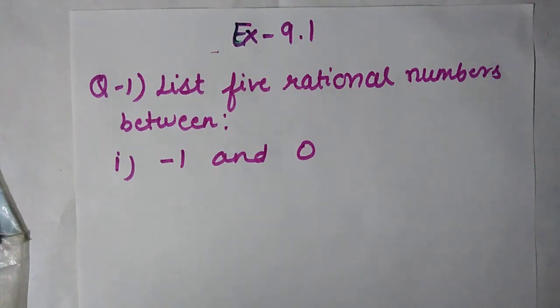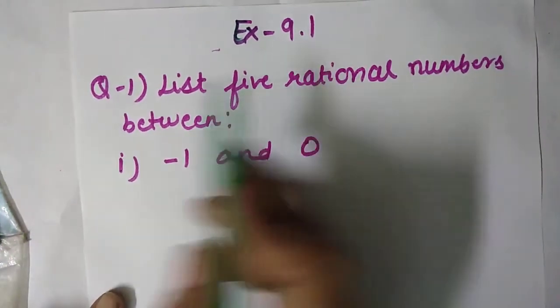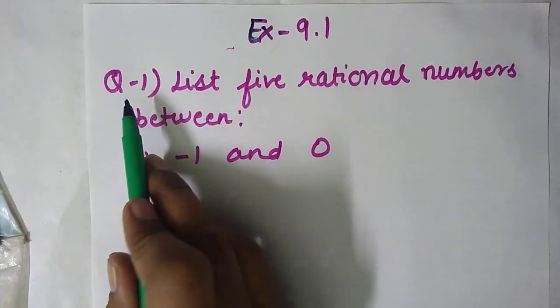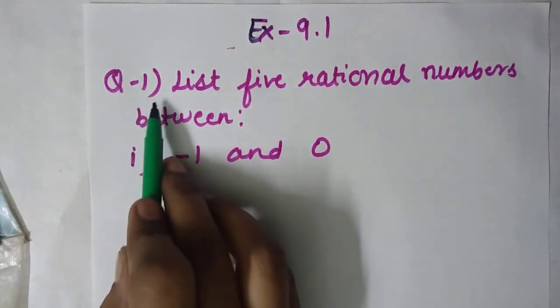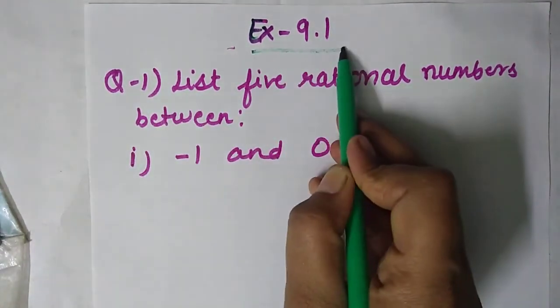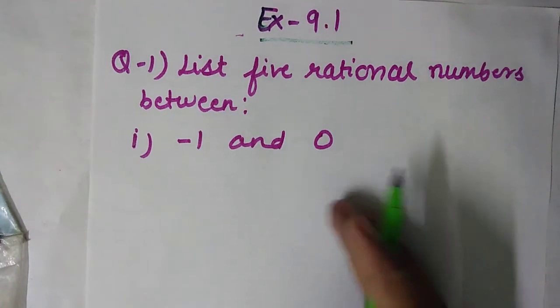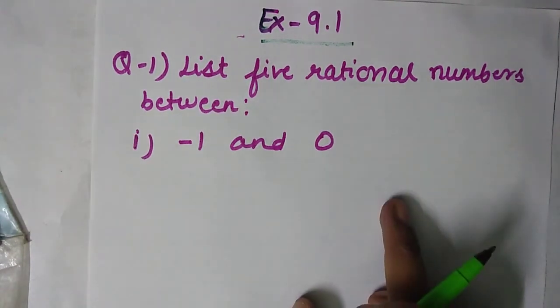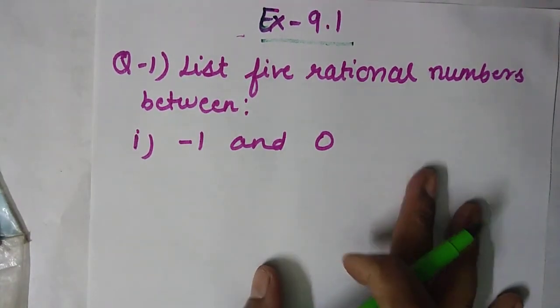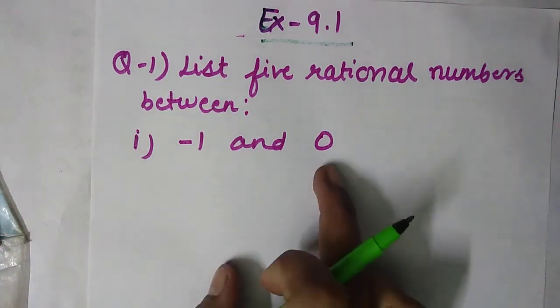Now we have completed the topics which we had to discuss in lecture number 1. So here I am starting with exercise 9.1 questions, and I am taking question number 1 of exercise 9.1. In this we have to find 5 rational numbers between minus 1 and 0. We have two types of parts given in this question.